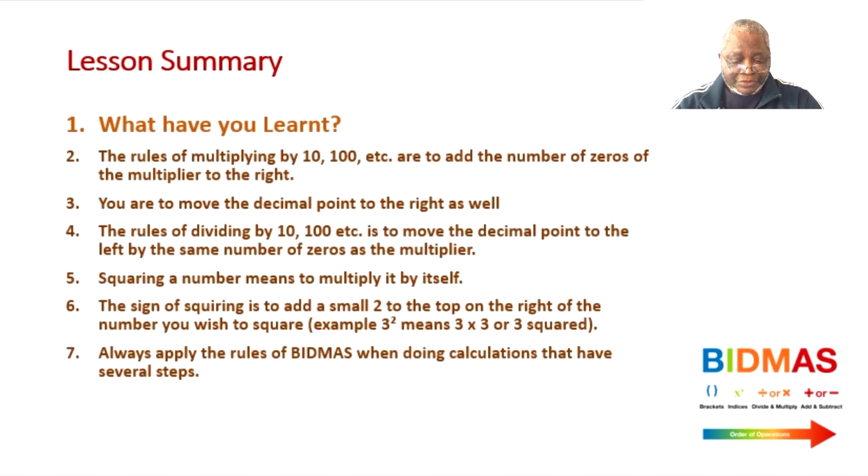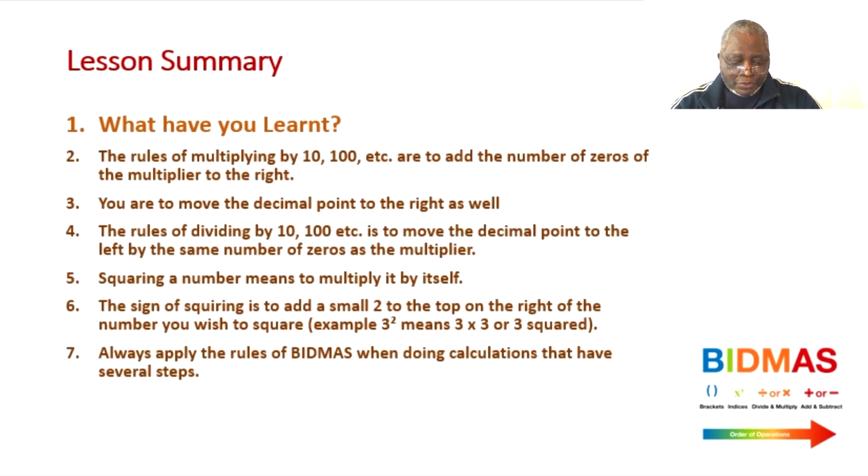Squaring a number means to multiply it by itself. The sign of squaring is to add a small 2 to the top on the right of the number you wish to square. Example, 3 squared is 3 with a little 2 there, which means 3 times 3. Please don't make the mistake of multiplying 3 by 2.